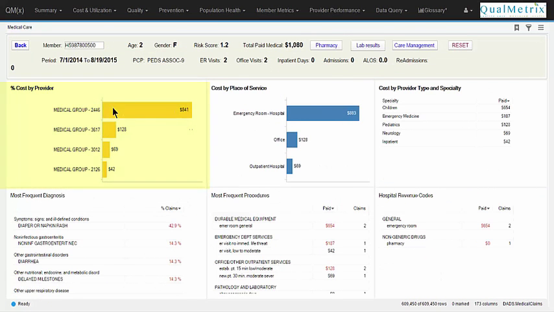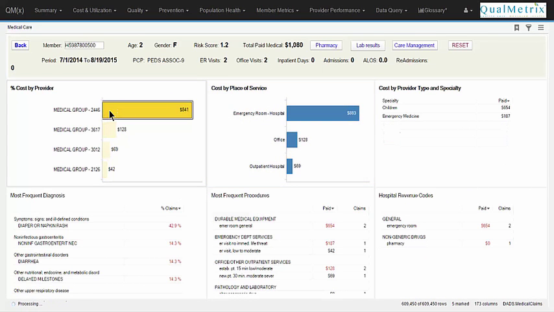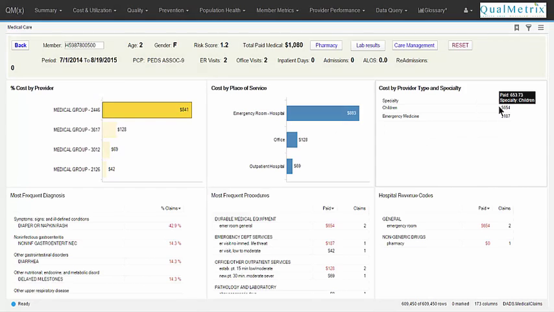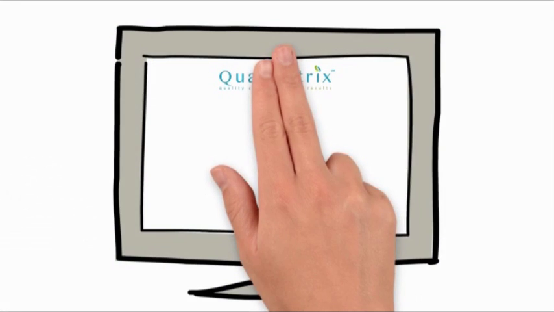With an implementation time of weeks rather than months, an easy-to-learn interface, and a highly competitive and compelling financial model, QualMetrix is the solution for your healthcare analytic and management needs.